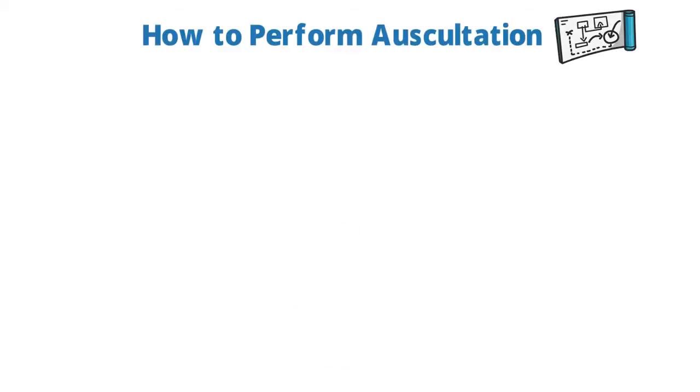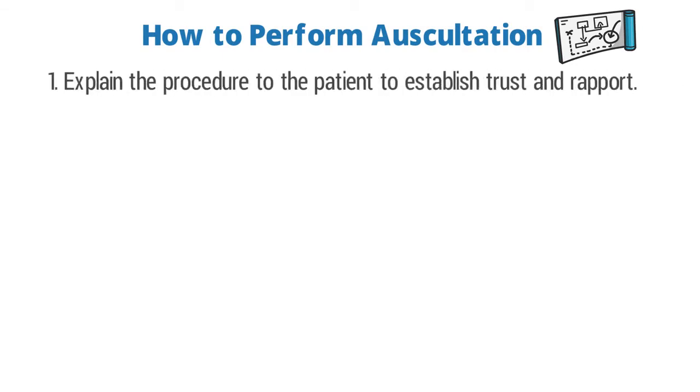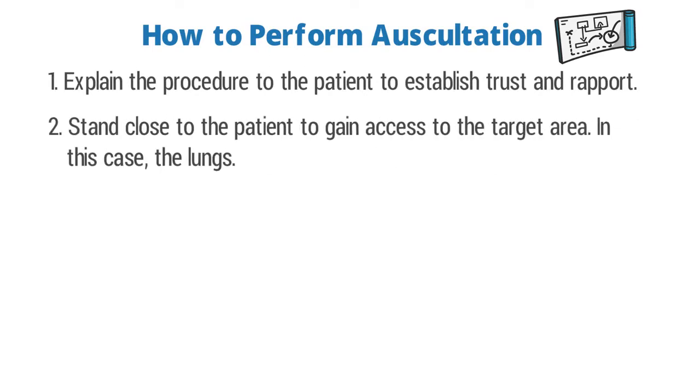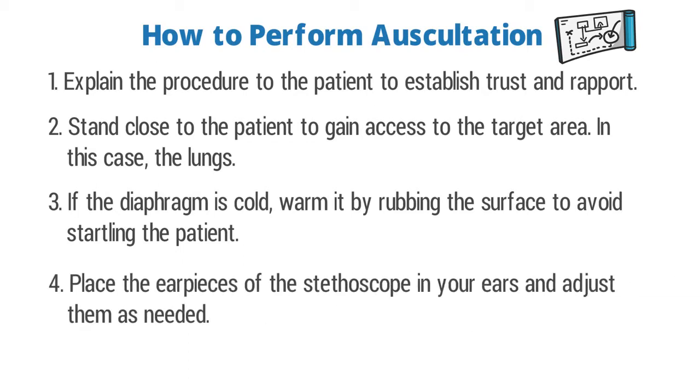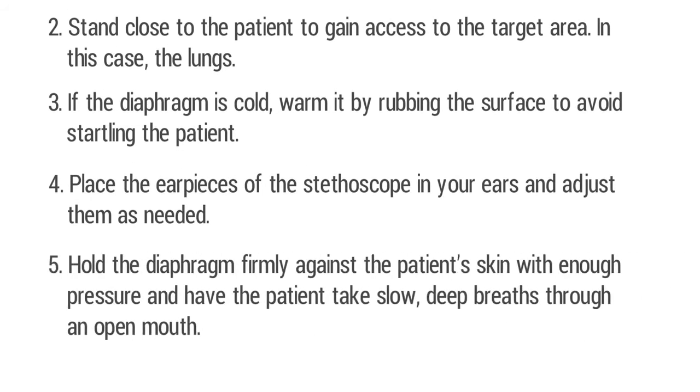First, explain the procedure to the patient to establish trust and rapport. Second, stand close to the patient to gain access to the target area, in this case, the lungs. Third, if the diaphragm is cold, warm it by rubbing the surface to avoid startling the patient. Fourth, place the earpiece of the stethoscope in your ears and adjust it to the angle needed for you to hear clearly the sounds of the lungs.